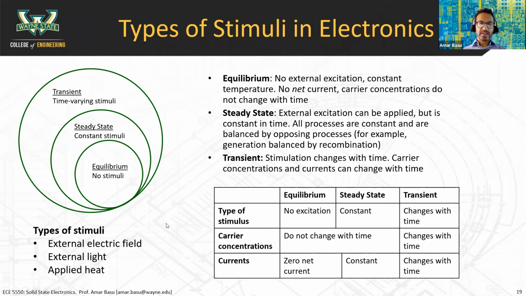What we're going to be talking about today is transient light. Let's say we shine light on the material, we just turn the light on. How does the semiconductor change? Then when we suddenly turn the light off, how do the carrier concentrations change? We'll talk about that. In the transient situation, the currents and carrier concentrations can change with time. This is the most general case, and being the most general case, it's often the most complex case as well.